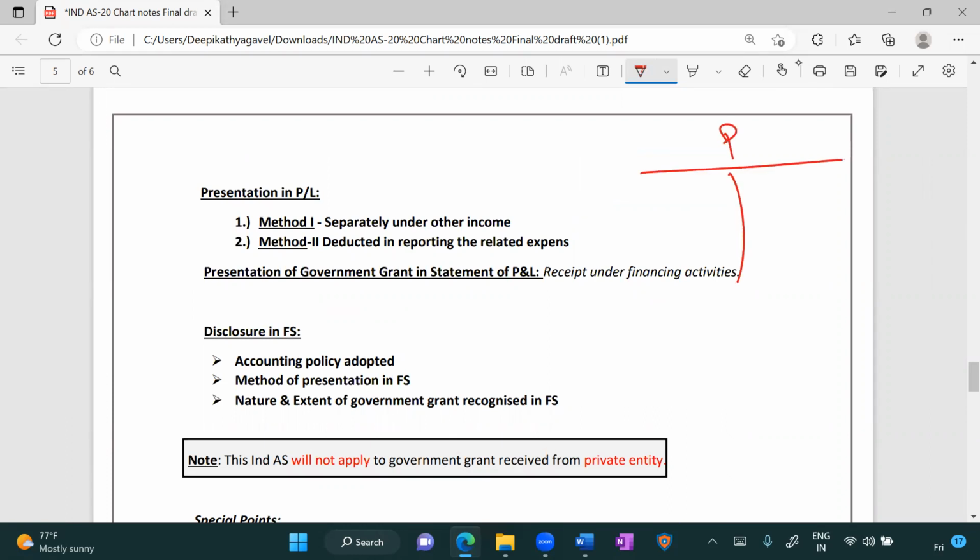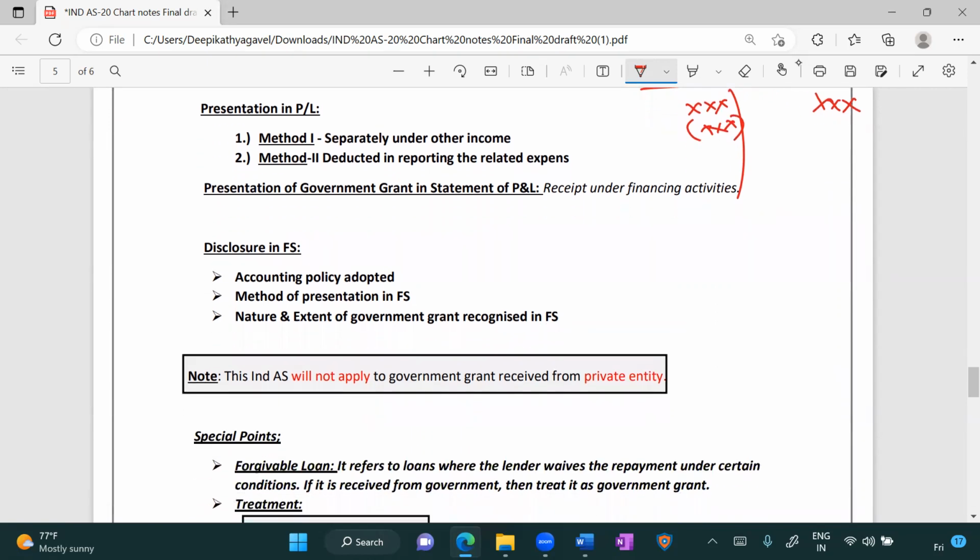Basically, this is your P&L. If here is your expense, you can directly deduct from it and show it, or you can also show it separately as other income. It depends on you. You have two methods, you can choose whichever you want. Presentation of government grants in the statement of P&L, not in the P&L. Okay, this is in cash flow statement.